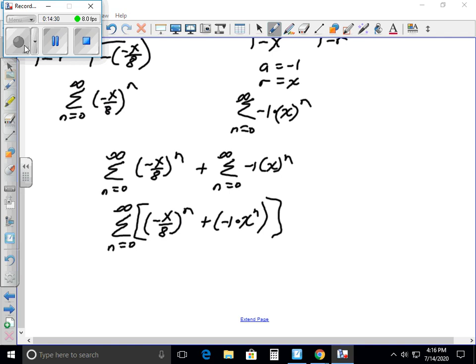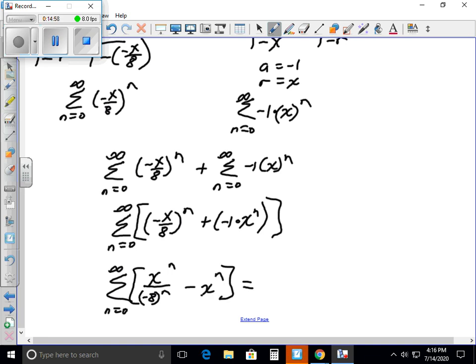So let's rewrite what's on the inside a little bit. Let's take this negative to the denominator, and then let's raise top and bottom to the n power. So that's x to the n on top, negative 8 to the n on bottom. Plus or minus, we can call this minus 1 x to the n. Notice each of those have an x to the n in them. So x to the n is a common factor. We can pull that out.